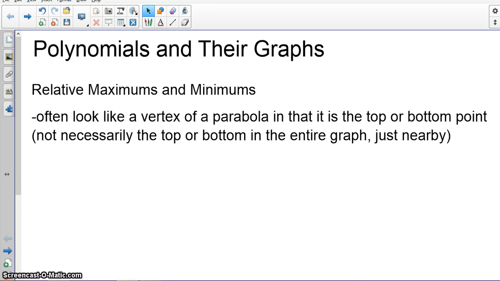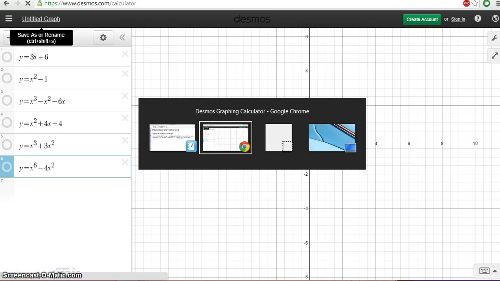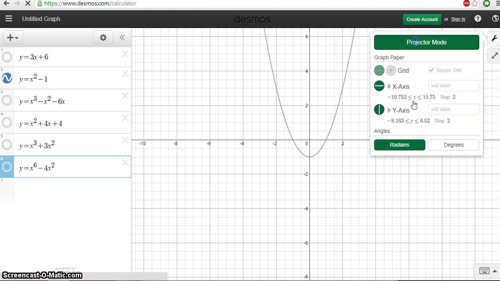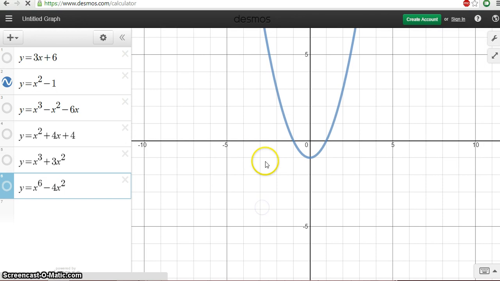All right, so I'm going to be using this pretty cool graphing calculator that you can find online. If you just search for the Desmos graphing calculator, or I think if you just search online graphing calculator, you can get to it. Anyway, here it is. There's nothing graphed yet. I'm going to pick this one to look at first. And actually, let me put it in projector mode so it looks a little darker.